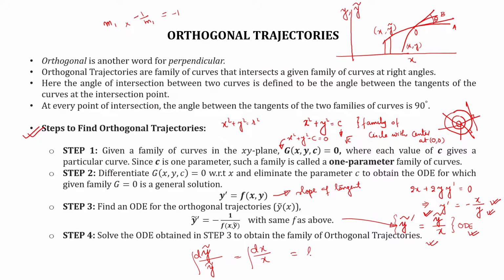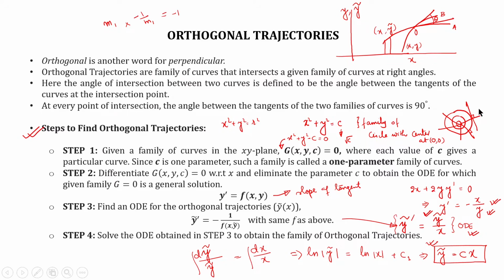On the left hand side we have natural log of y tilde, and on the right hand side we have natural log of x plus a constant of integration, let us say c1, and by manipulating this we can obtain y tilde equal to cx, and we see that this is the equation of a straight line passing through the origin 0, 0.